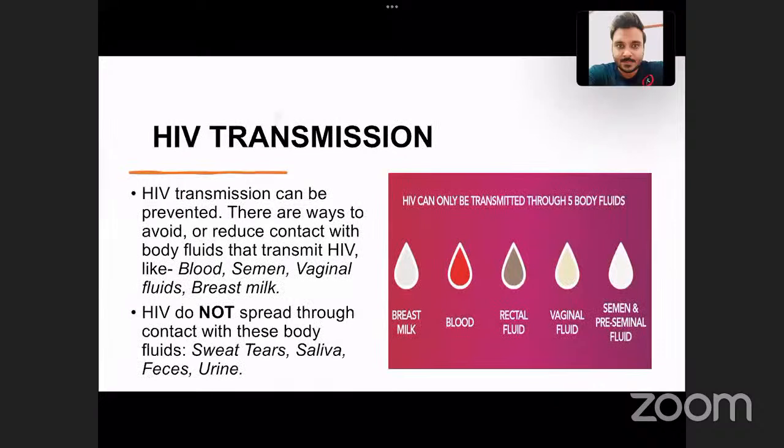So, HIV transmission. HIV can only be transmitted through 5 body fluids: breast milk, blood, rectal fluid, vaginal fluid, and semen. HIV transmission can be prevented. There are ways to avoid and reduce contact with the body fluids that transmit HIV. And HIV does not spread through some body fluids like sweat, tears, saliva, feces, and urine.